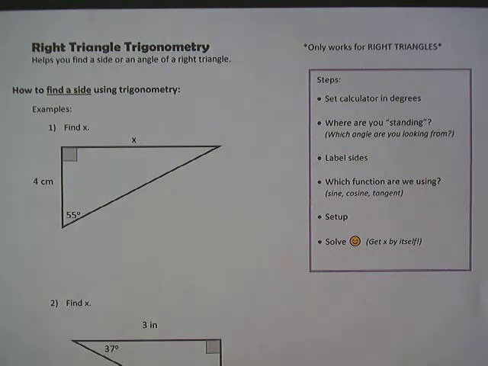Yesterday we worked on the basics of right triangle trigonometry, and we practiced labeling the sides of a right triangle. And we also practiced how to set up the problem by setting up what are called trigonometric ratios. So now, today, you're going to learn why we learned that.